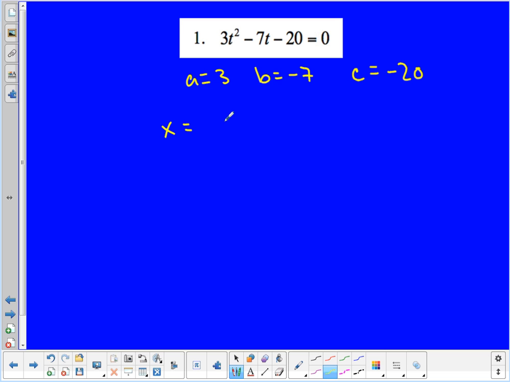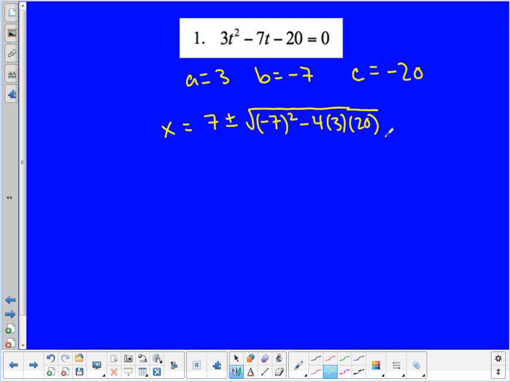I have x equals the opposite of b. B is negative 7, so its opposite is positive 7. Then plus or minus the square root of, that's b squared, put it in parentheses, minus 4 times a times c.